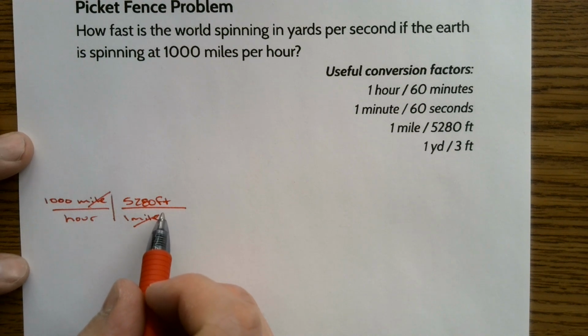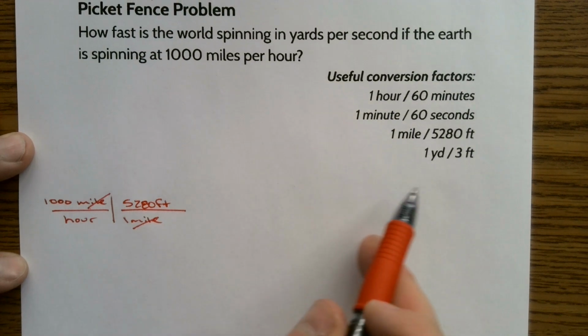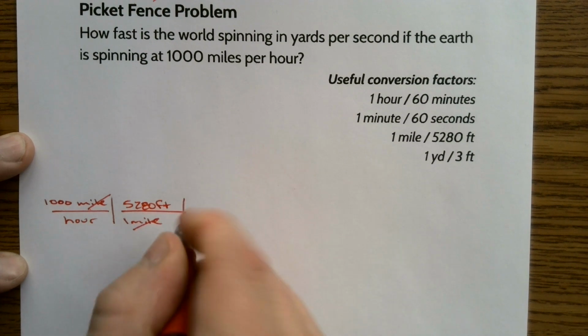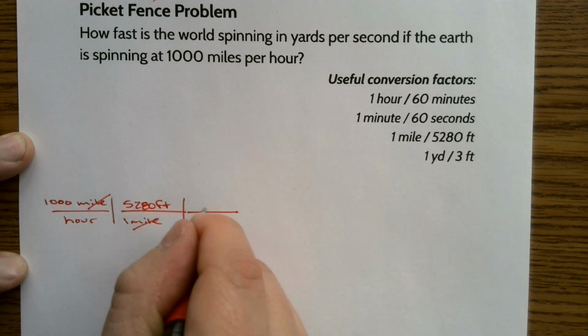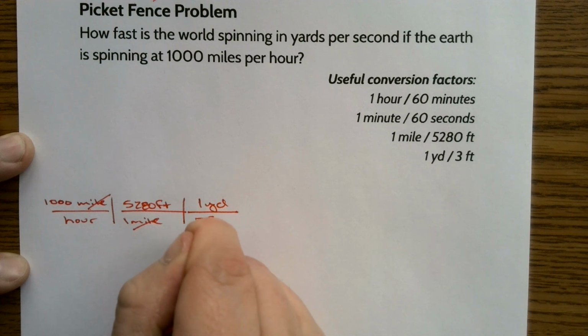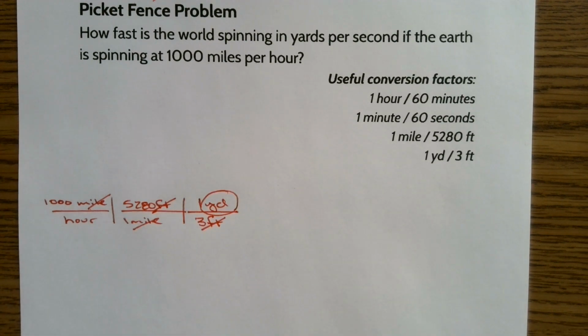But are we looking for feet in our problem? No, we're wanting to go to yards. So our next unit I could use is 3 feet is equal to 1 yard. I can draw another picket in my fence, and I can convert my feet into yards. So 1 yard is equal to 3 feet, and my feet cancel. Now I'm at the proper units. I've got yards on top.